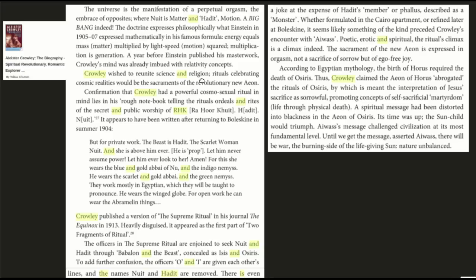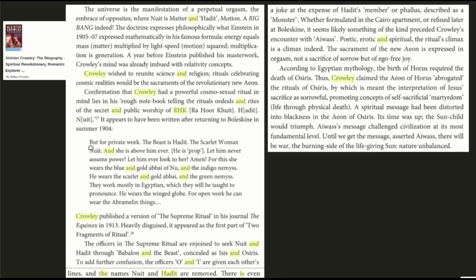So these rituals are going to celebrate cosmic realities, the cosmic reality of the union of Hadit and Nuit, which is a what? It's perpetual orgasm. It's a sexual ritual. The confirmation that Crowley had a powerful cosmosexual ritual in mind lies in his rough notebook telling the rituals, ordeals, and rites of the secret public worship of RHK, Hadit, and Nuit. They're their primary deities, Nuit being the most important, Hadit second, and Ra-ha third. And so when they are invoked in the Mark of the Beast ritual, at the very beginning of the ritual, it begins with an invocation of Nuit, then Hadit, thirdly, Ra-ha in that order.